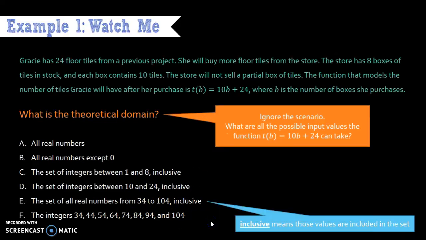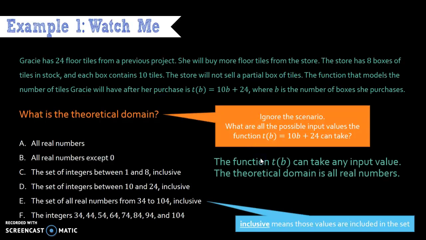If we're looking for the theoretical domain, theoretical means you ignore the scenario. You don't care about floor tiles. You don't care about what would make sense in the situation. You're just looking at what numbers you can possibly plug into your function and then what numbers you could possibly get out of your function as a result. The domain means I'm plugging things in. So my function can take any input value. I can plug in whatever I want to for B, and it would be okay.